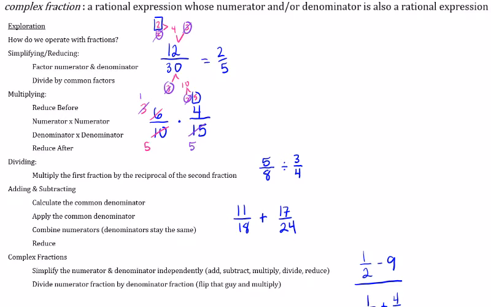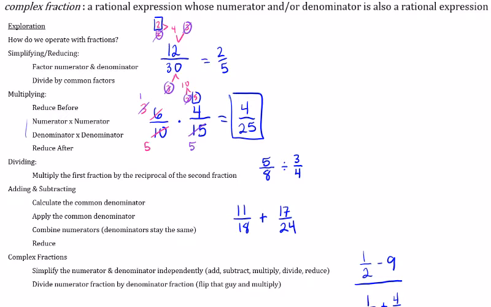Okay, so now when I multiply fractions or rational expressions, we just multiply straight across, right? Numerator times numerator and denominator times denominator. So here I have 1 times 4 is 4, 5 times 5 is 25. And then if I can, I want to try to reduce after. In this case, I can't. And so we're done there.